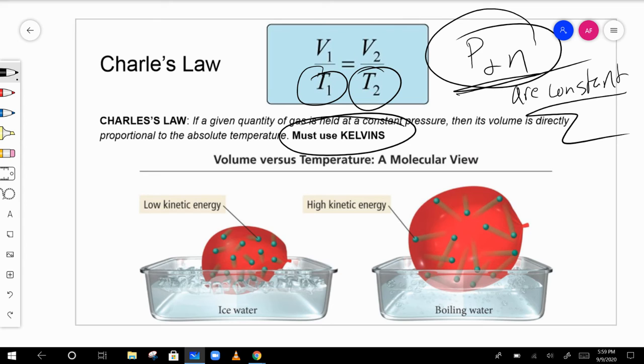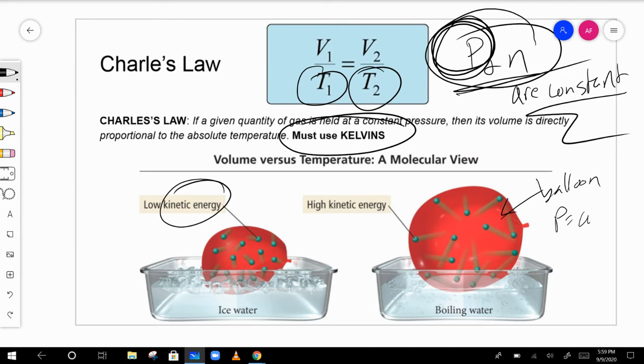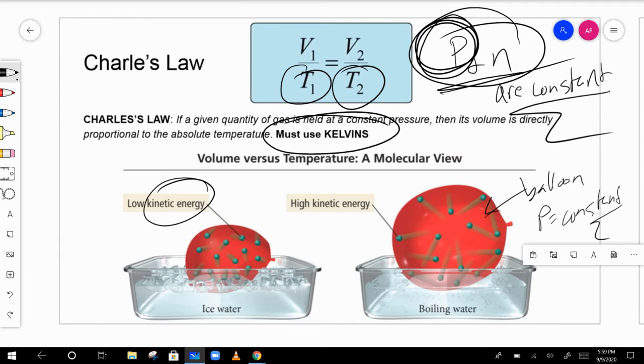So as you decrease temperature, you're going to decrease kinetic energy, which decreases the volume. The volume is going to get smaller and smaller, that is if pressure is allowed to stay constant. When we look at a balloon, we assume that the pressure is constant because it's allowed to expand and contract. It's not really 100% true, but it's close enough.